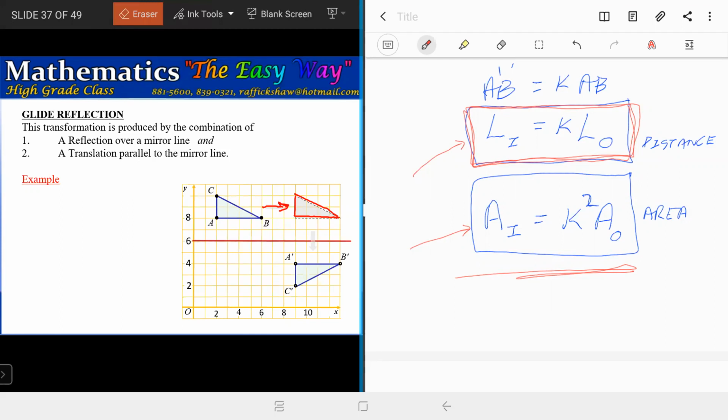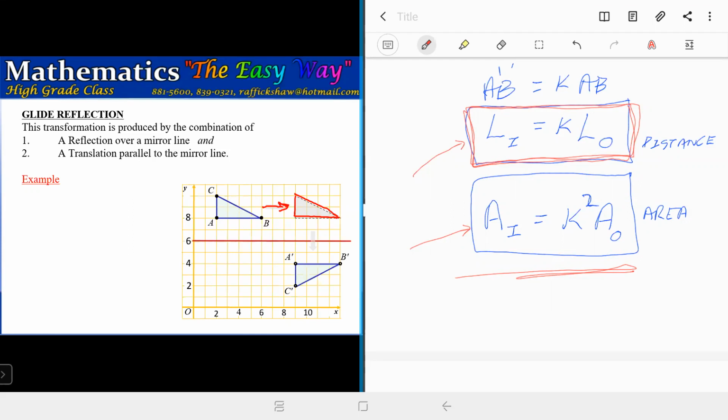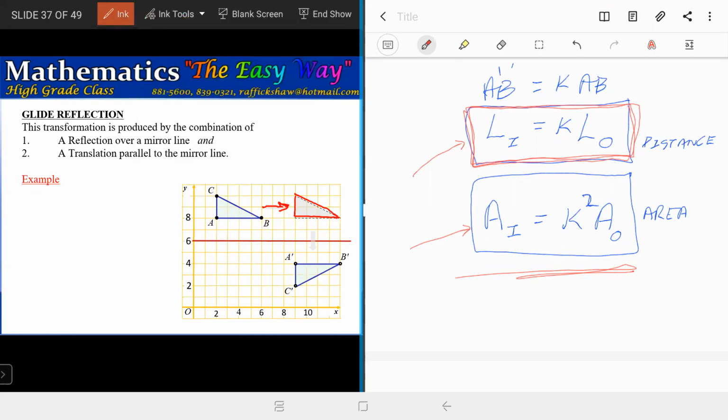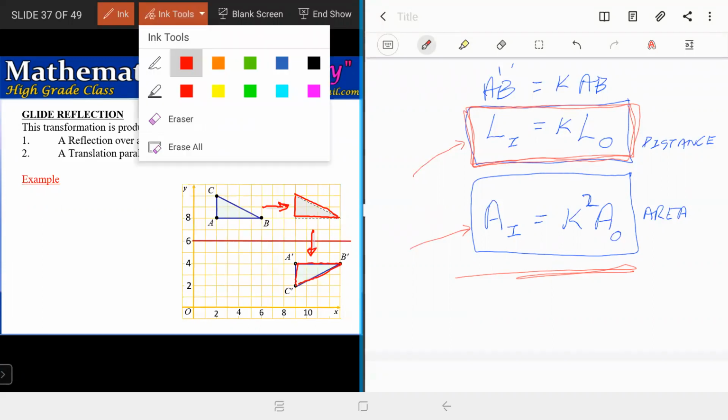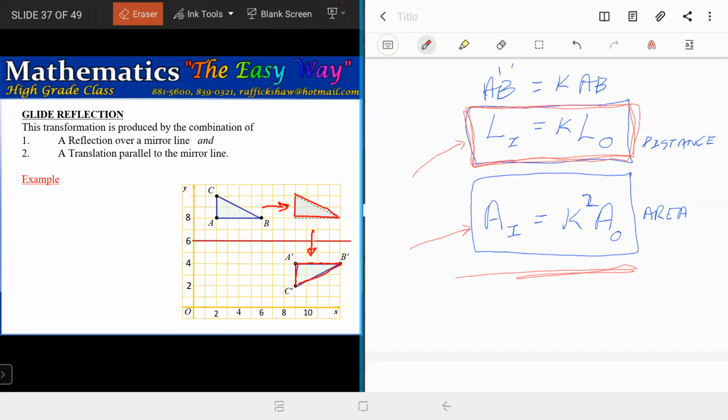And then after that, it is reflected. And that's how we get to that one. So we have a translation that is parallel to the red line, and then we have a reflection over the red line. Everybody can see that? That's how we go from the object to the image. I'm going to leave the final image unshaded.